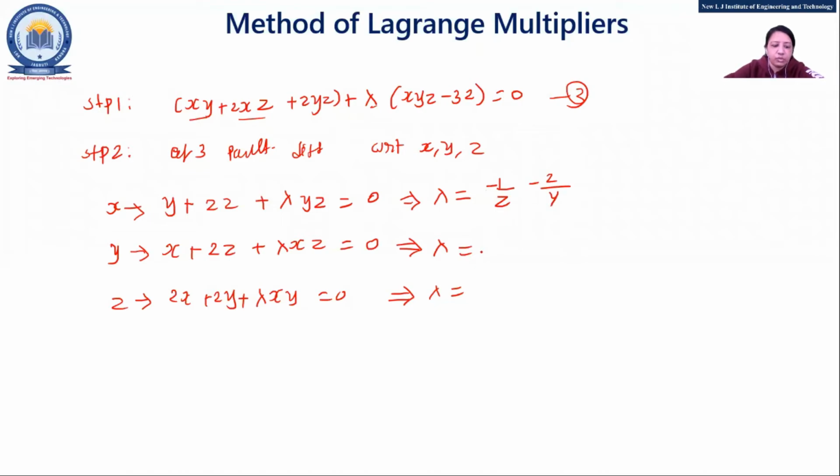With respect to y, that is minus 1 upon z minus 2 upon x, and with respect to z, minus 2 upon y and minus 2 upon x. So this is my equation number 4, 5 and 6. Okay, fine. With respect to z, x plus, someone has written.